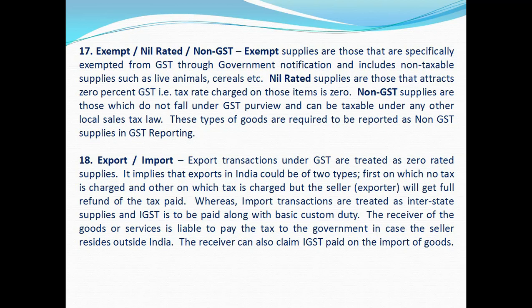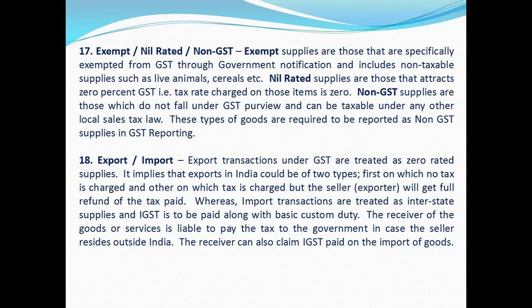Basically, the items or supplies falling under the non-GST categories are to be shown in the GST reporting under the head non-GST supplies. Then is your export and import. Export transactions under GST are treated as zero rated supplies. It implies that exports in India could be of two types. First, on which no tax is charged, and another on which tax is charged, but the seller or you can say exporter will get full refund of the tax paid. So, in any of the cases, export is tax free or you can say zero rated.